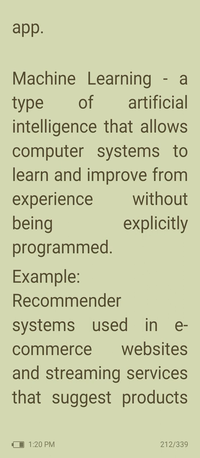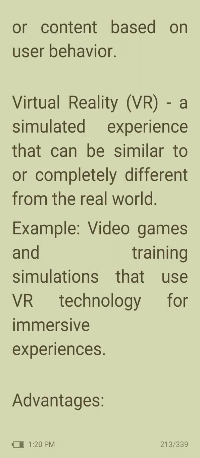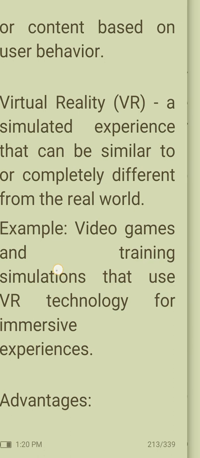Then machine learning, a type of artificial intelligence that allows computer systems to learn and improve from experience without being explicitly programmed. Next example: recommender systems used in e-commerce websites and streaming services that suggest products or content based on user behavior. Virtual reality, a simulated experience that can be similar to or completely different from the real world. Video games and training simulators that use VR technology for immersive experience.